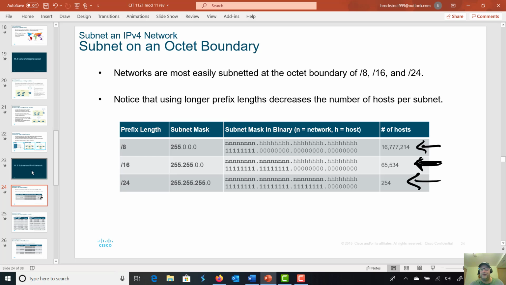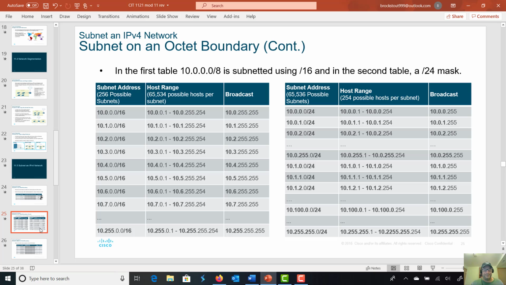Those are the ones we're going to concentrate on mostly in this class, but you can have, like I said, really big networks with these shorter subnet masks. The longer the mask, the smaller the network is going to be. Are we going to go beyond 24? Of course we are. We're going to do that in just a second. Let's look at the next slide.